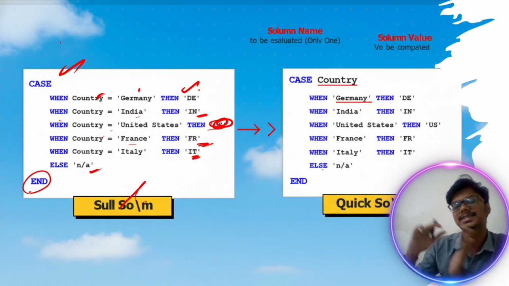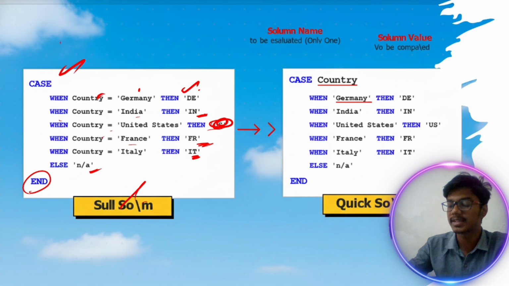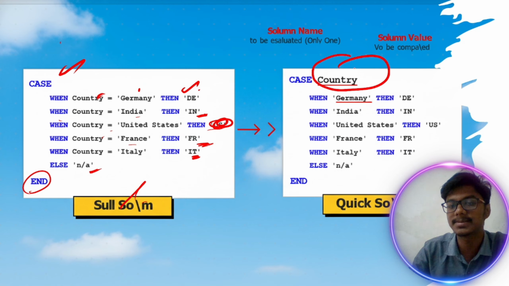I just want to keep it as short as possible, right? So I categorize this into CASE here itself. I am categorizing only one column, so that column can be placed here. The column name to be evaluated, only one, you can write it down here, and the values are compared. So we can write it down.